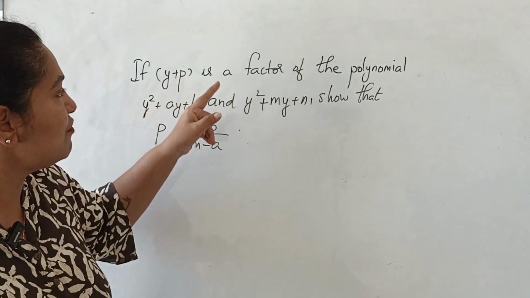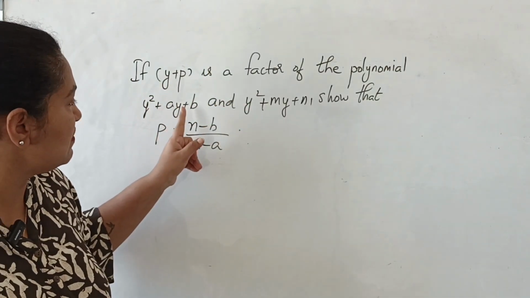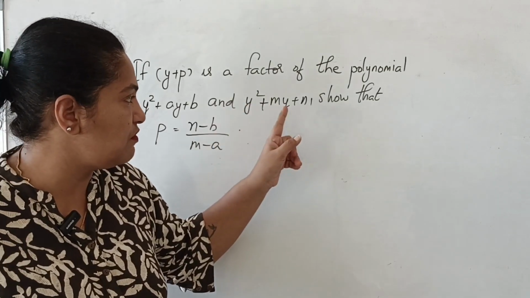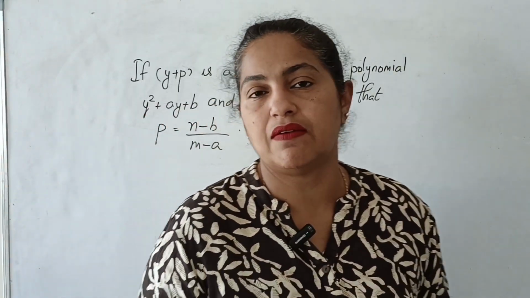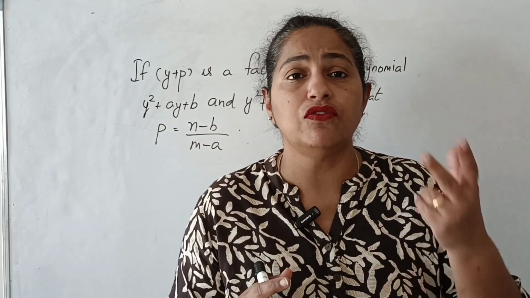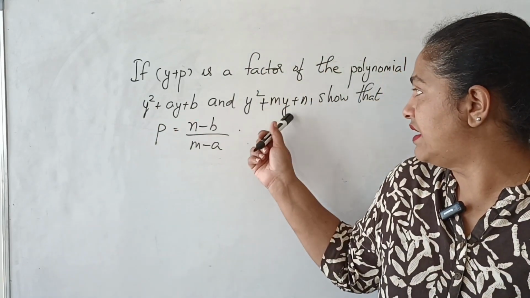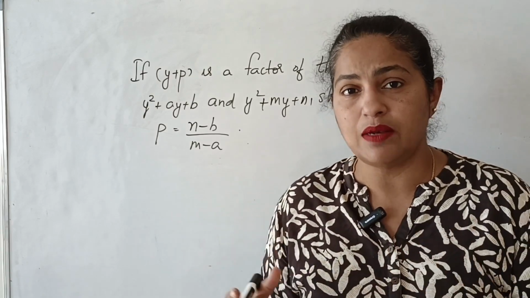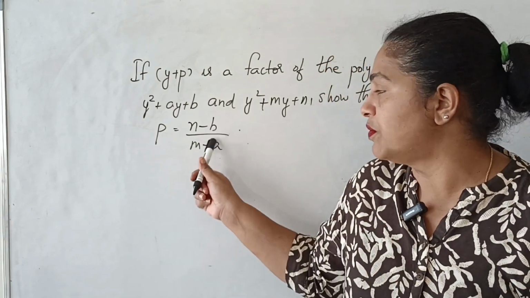If y plus p is a factor of the polynomial y square plus ay plus b and y square plus my plus n, show that p is equal to so and so. So now we have a factor y plus p, which is a factor of two polynomials, this as well as this. We need to use that particular information in order to prove this.